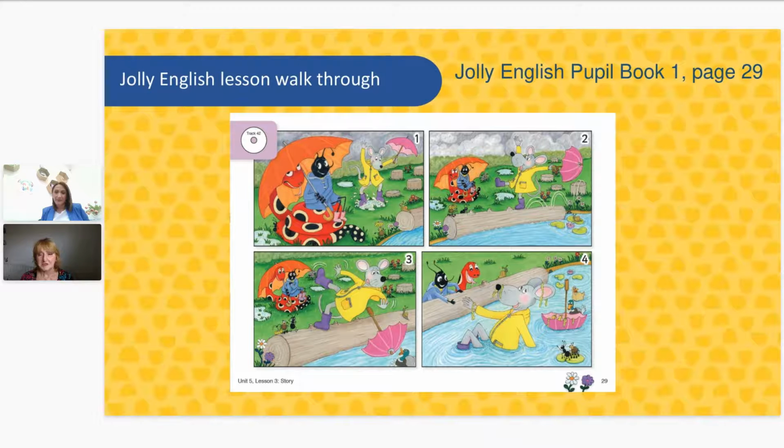Yeah, and I'm just looking at a response that Joanna has put, that in their school they start with Jolly English and then the children are really ready to move on to phonics. So it is a very successful program in its own right. But again, as we've mentioned, it depends how you want to use it.